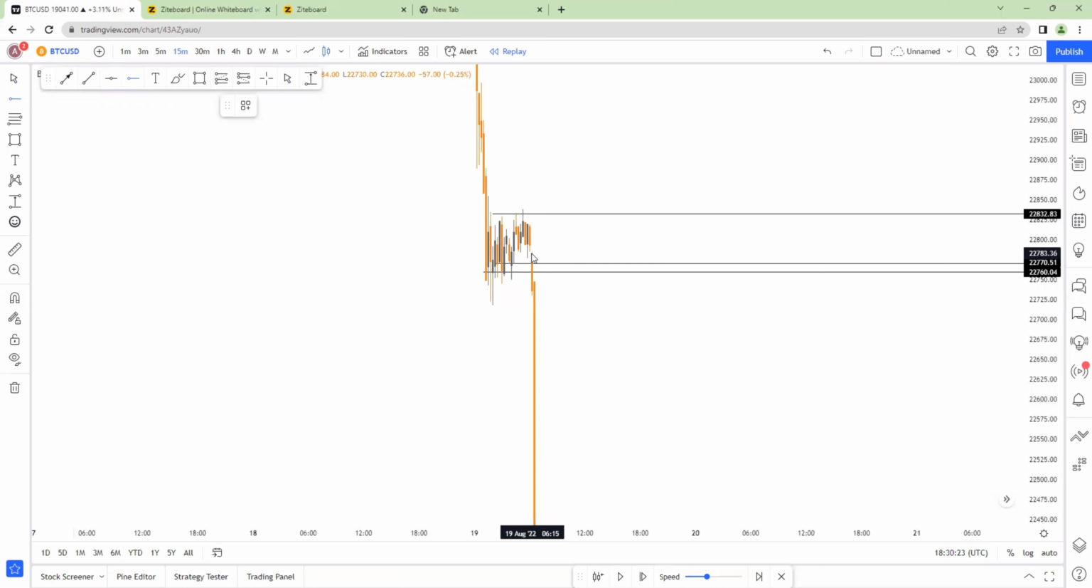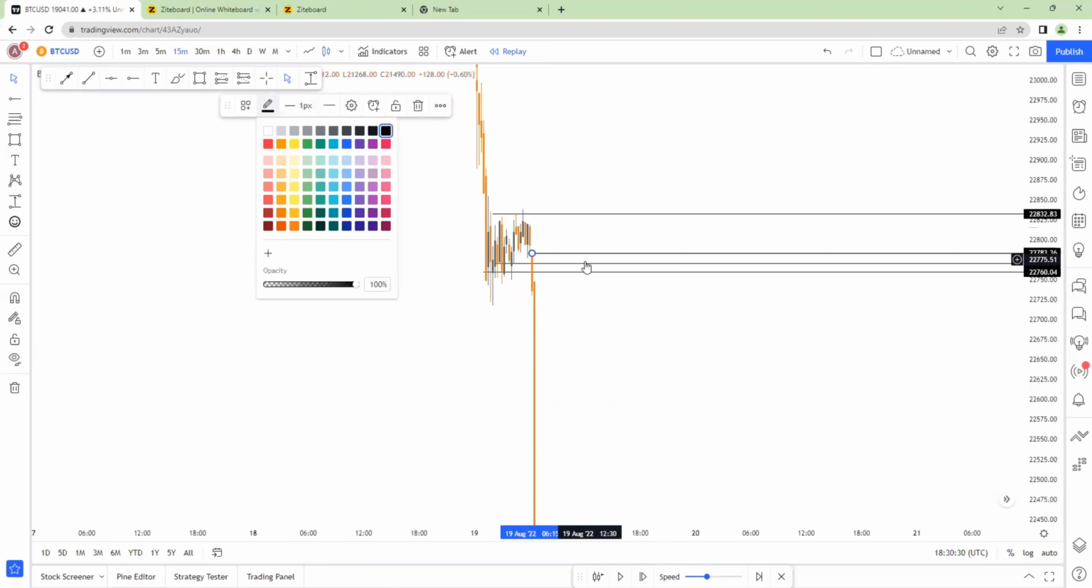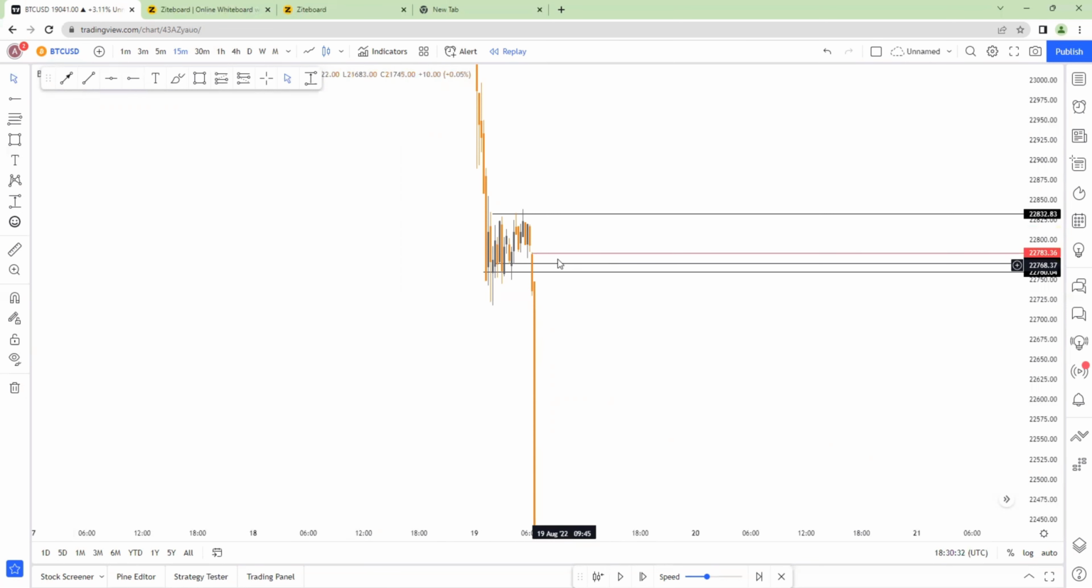This will be my stop loss. I mean, this candlestick here. So this will be my stop loss. I'll put the lead line, lead. My entry will be blue.